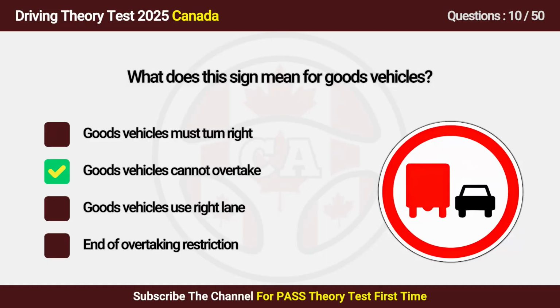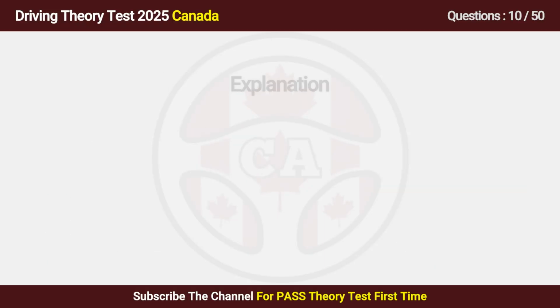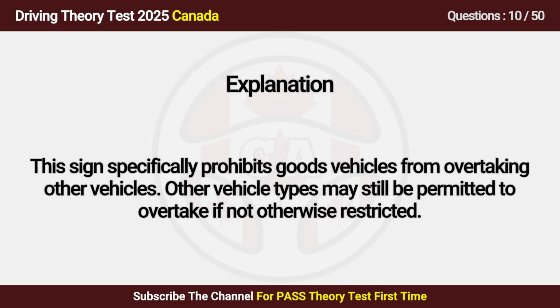Answer is B. Goods vehicles cannot overtake. This sign specifically prohibits goods vehicles from overtaking other vehicles. Other vehicle types may still be permitted to overtake, if not otherwise restricted.